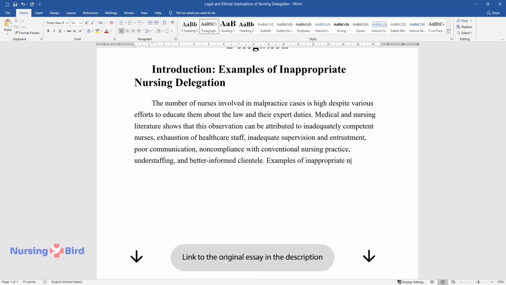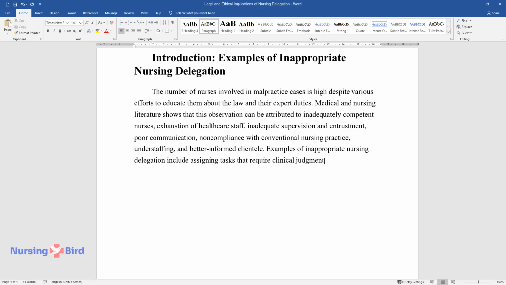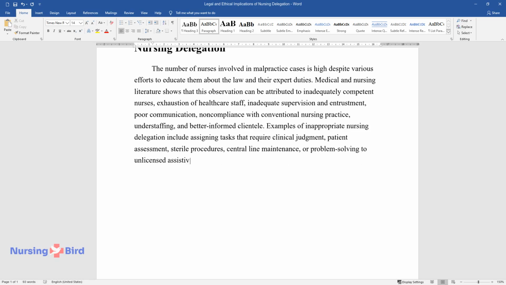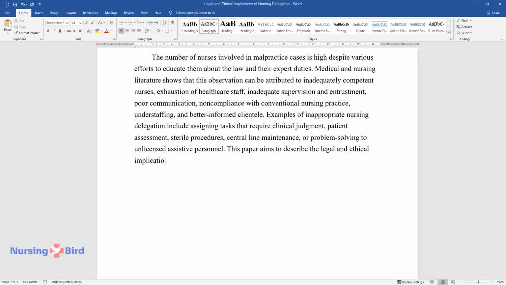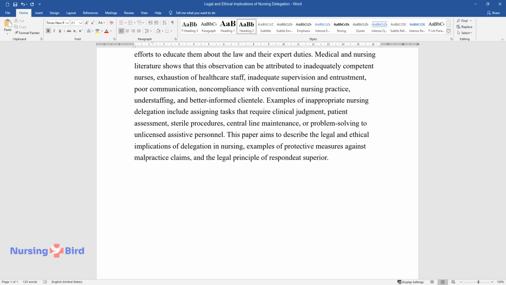Examples of inappropriate nursing delegation include assigning tasks that require clinical judgment, patient assessment, sterile procedures, central line maintenance, or problem-solving to unlicensed assistive personnel. This paper aims to describe the legal and ethical implications of delegation in nursing, examples of protective measures against malpractice claims, and the legal principle of respondeat superior.